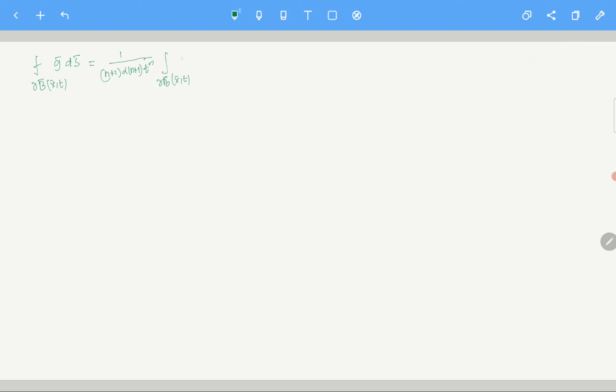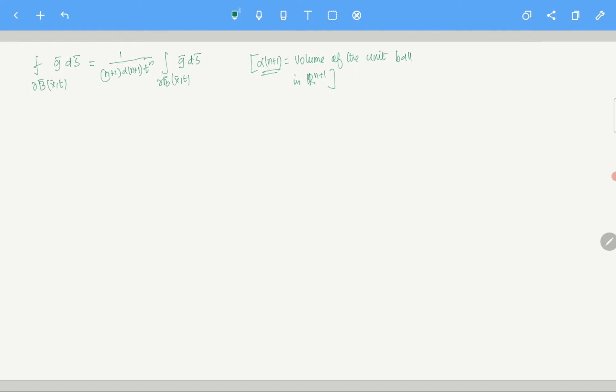Do not get confused here with this notation. What is alpha n plus 1? This is the volume of the unit sphere, unit ball, or sphere, whatever you want to call it, in R^(n+1). So basically S^n, the unit ball with radius 1. That is the volume. So alpha n plus 1 is not alpha multiplied by n plus 1.